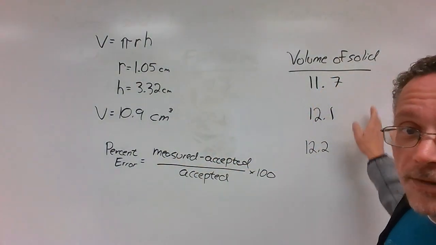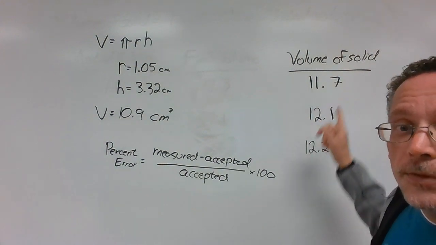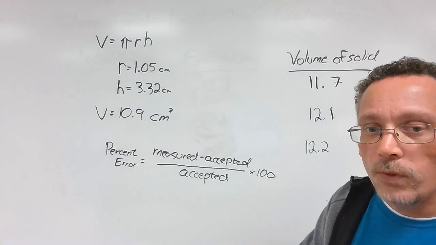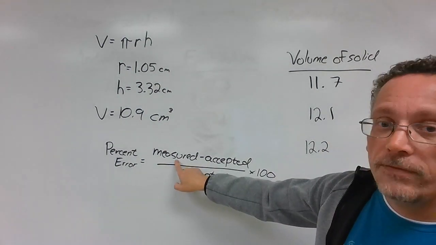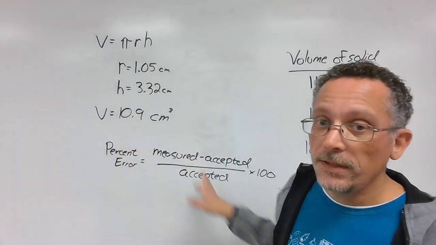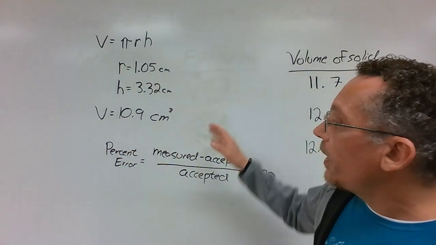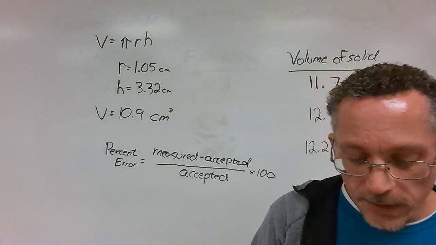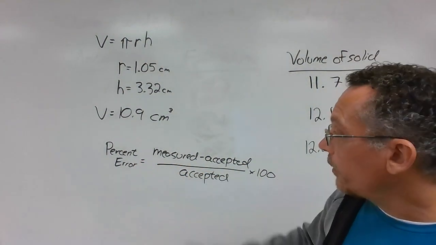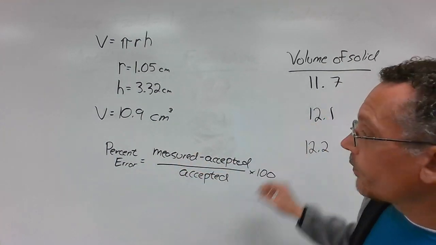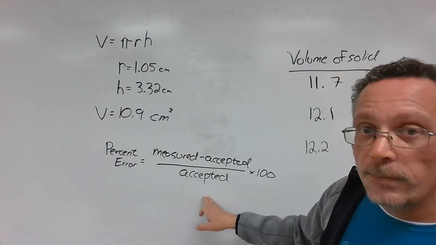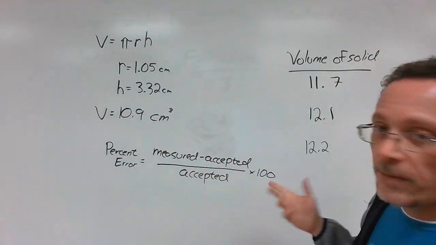It also asks us to calculate the percent error. Here I left up the numbers that we calculated from question number 1. These would be the measured value of the volume. And here is the accepted value of the volume. Let's figure out the percent error for each one of these 3 measurements. To find the percent error, we take the measured volume minus the accepted number, divided by the accepted number, times 100.